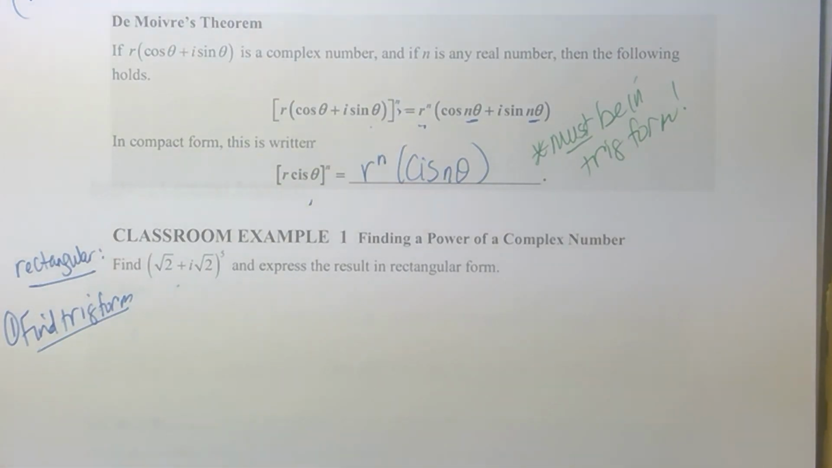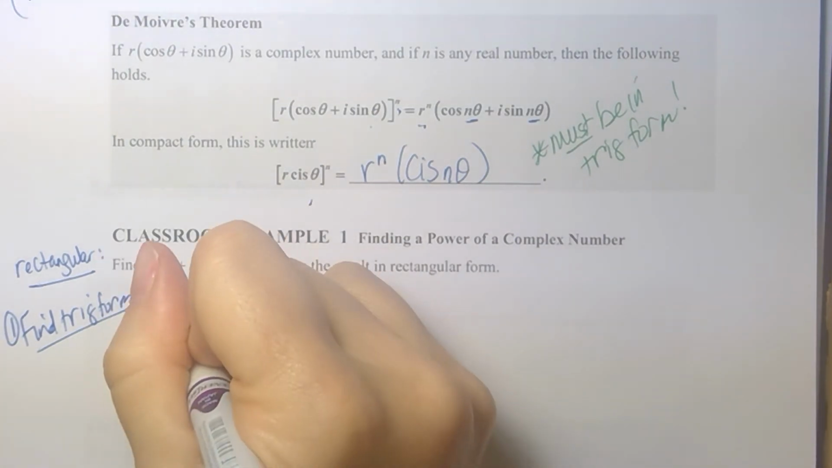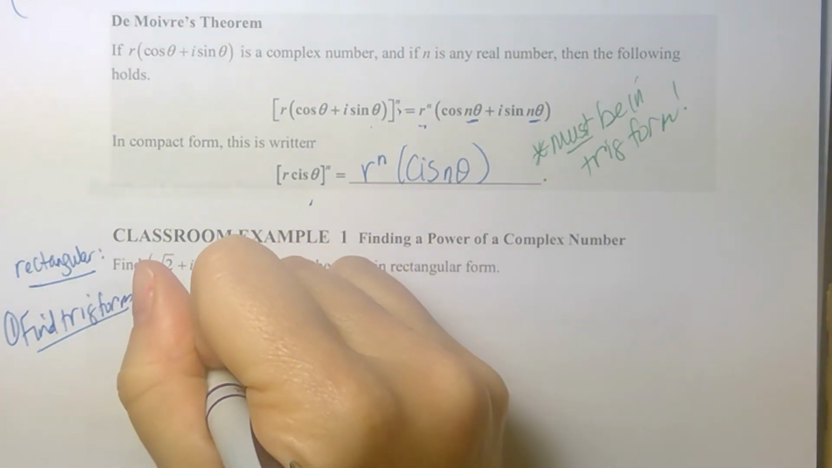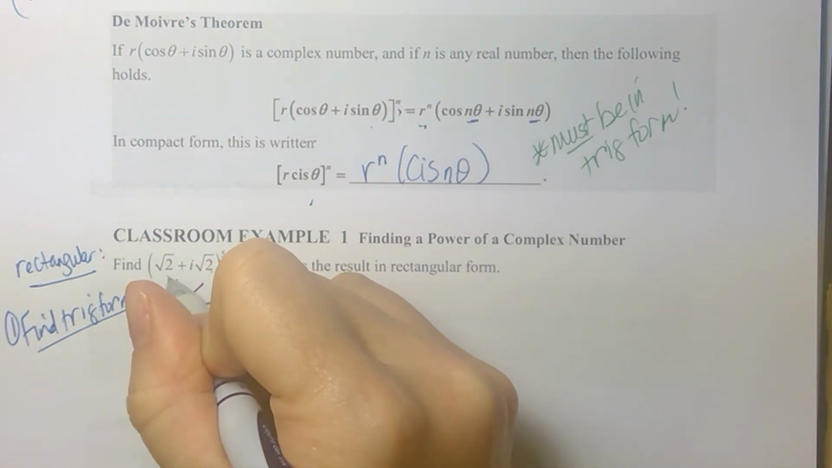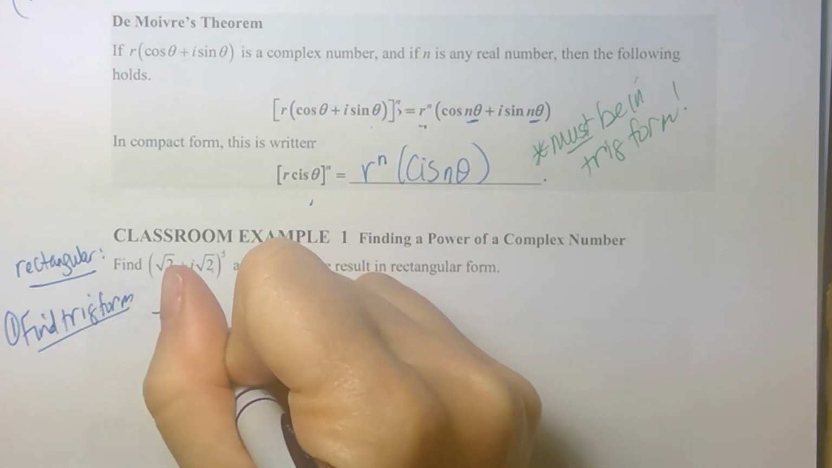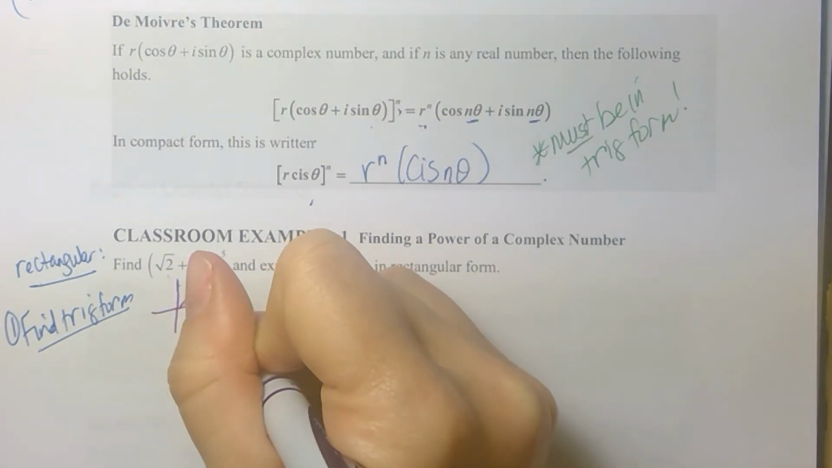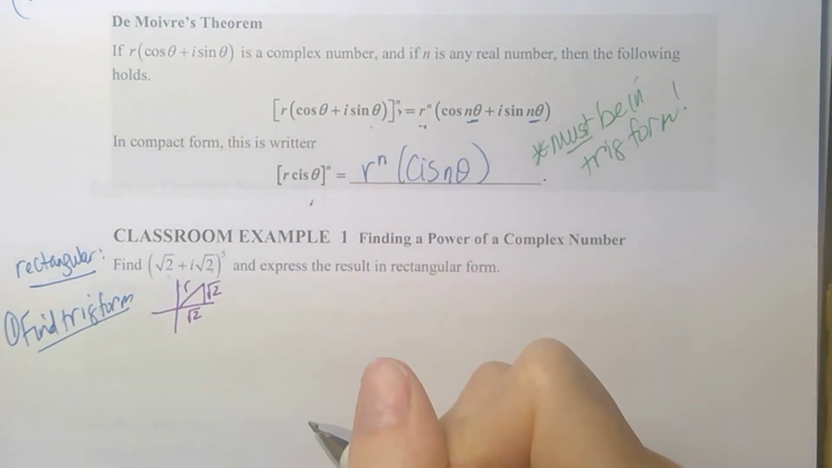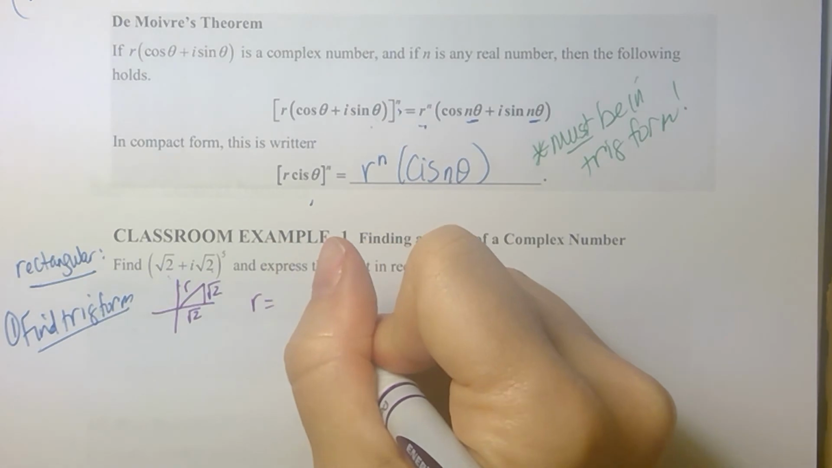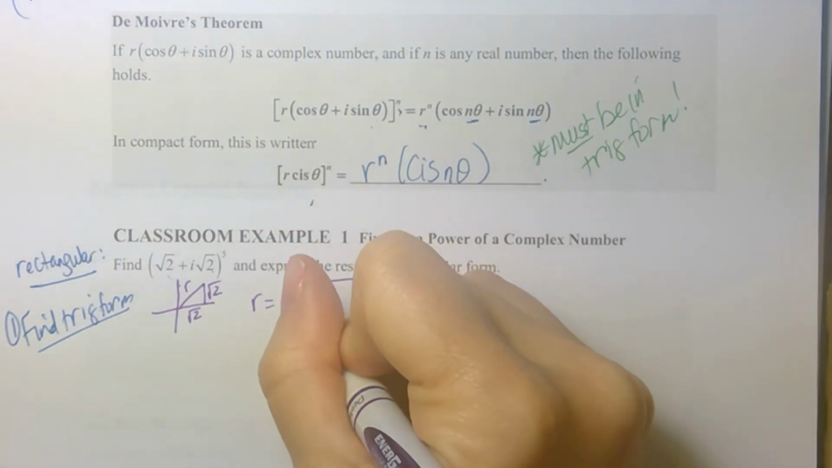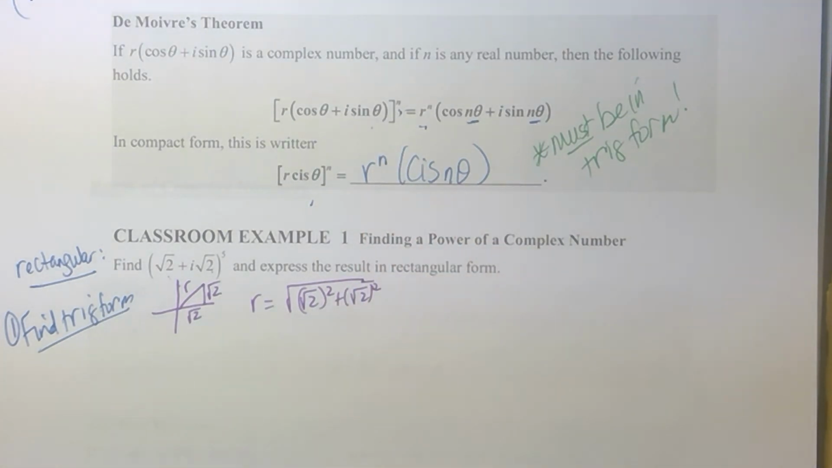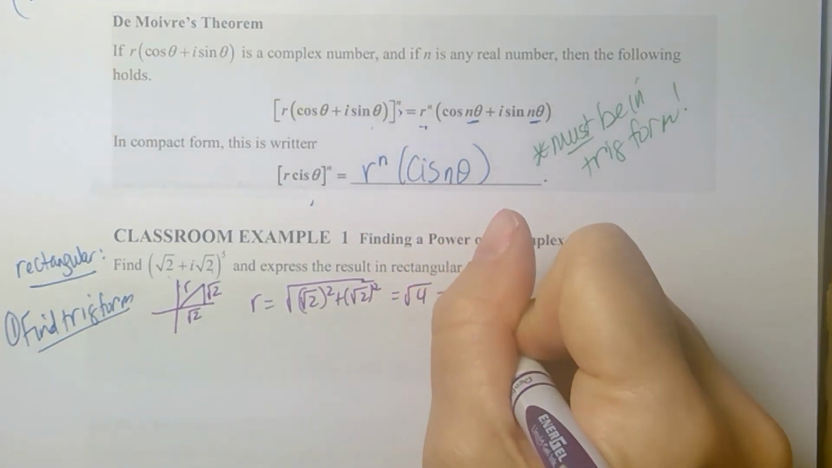Okay, how do I change rectangular form to trig form? There's just 3 short steps for that. The first one is to sketch. If I sketch this, A and B are both positive, so I'm in quadrant 1. My A is my real part. It's on the x-axis. My B, or my imaginary part, is on the y-axis. And I need R. R is the square root of the sum of the squares of those values. So R is the square root of 4, or 2.